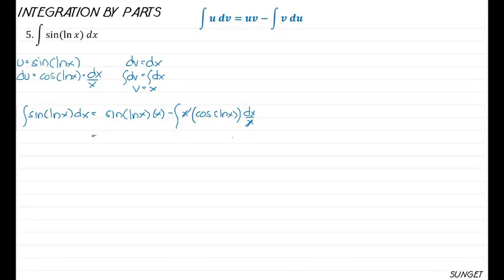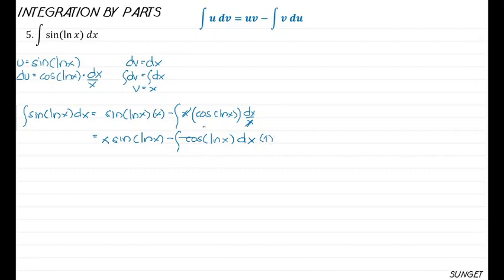So we have x times sine of ln x minus the integral of cosine of ln x dx. So we have another complicated integral, and we will call it equation number 1.